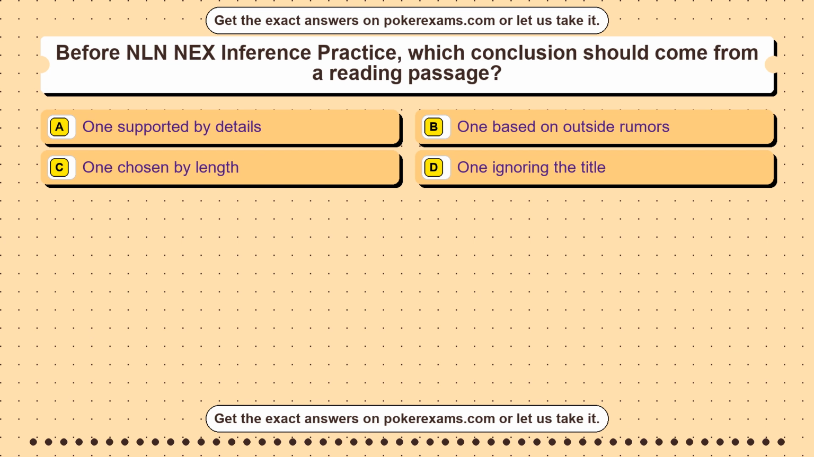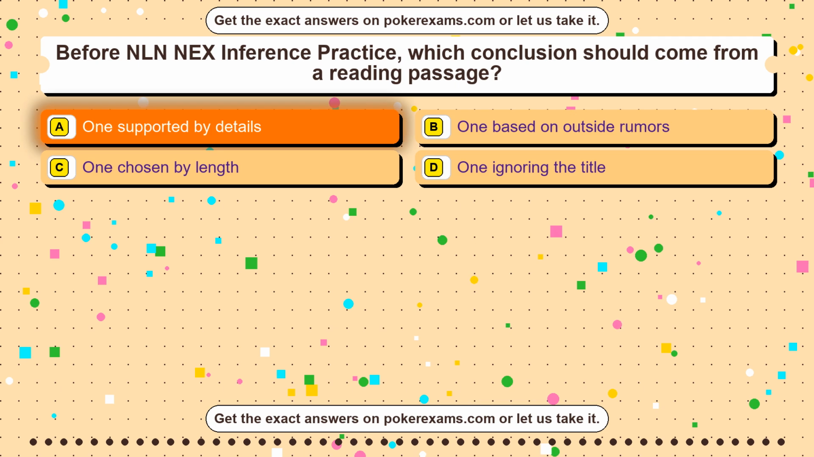Question 45. Before get graphs and data practice, which value equals 5 superscript 2? Option A 10. Option B 25. Option C 52. Option D 7. The correct answer is option A.